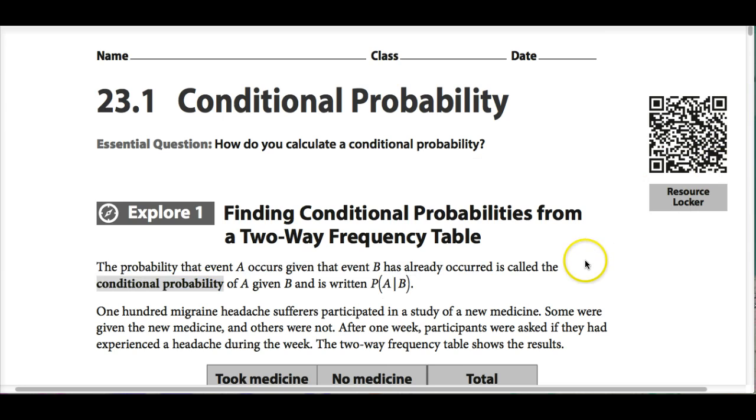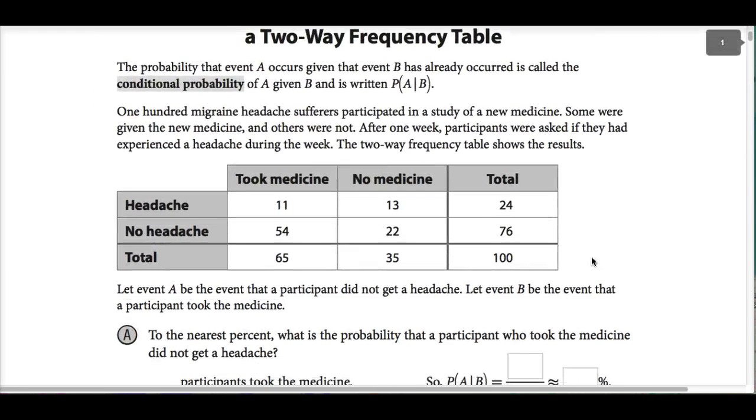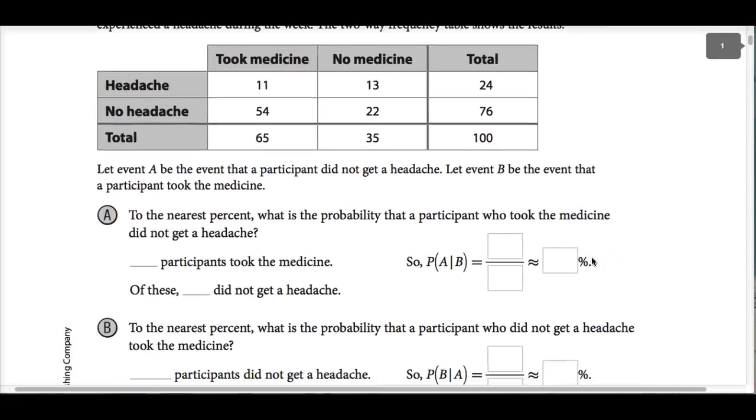So then the textbook goes on to explain this chart over here, okay? Let's try and work on this together so you understand. There's event A. That's the event that a participant did not get a headache. B is they took the medicine. So to the nearest percent, what is the probability that a participant who took the medicine did not get a headache, okay? So then let's think about this.